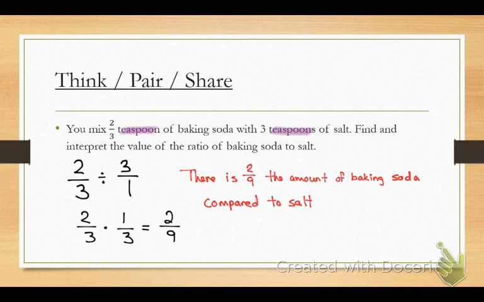Did you guys get that? Did you get the interpretation piece? That's probably one of the harder parts, to understand that the value of the ratio is actually what I'm doing to one amount to get to the second amount. The value of the ratio.